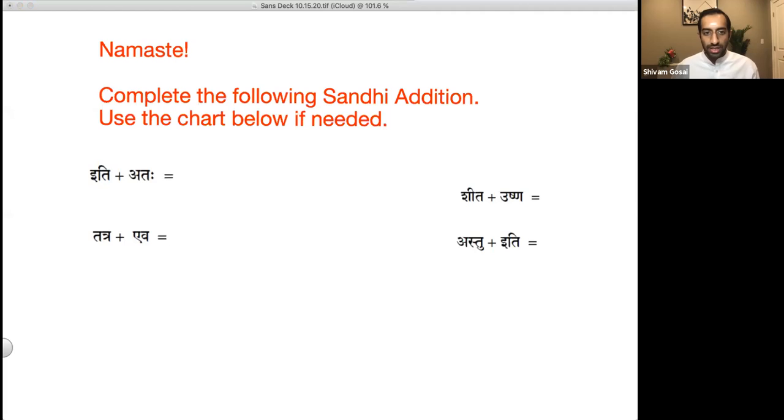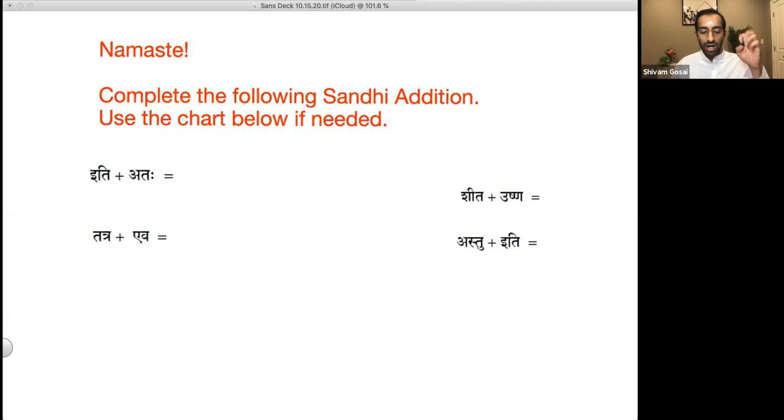Then tatra plus eva. So now we have akara on the left side and a on the right side, right? So when we have akara on the left side, it can either be guna or vriddhi. Okay? So guna vriddhi when a is on the left side. When there's anything other than a, for example, e, then it's yan sandhi for now, right?